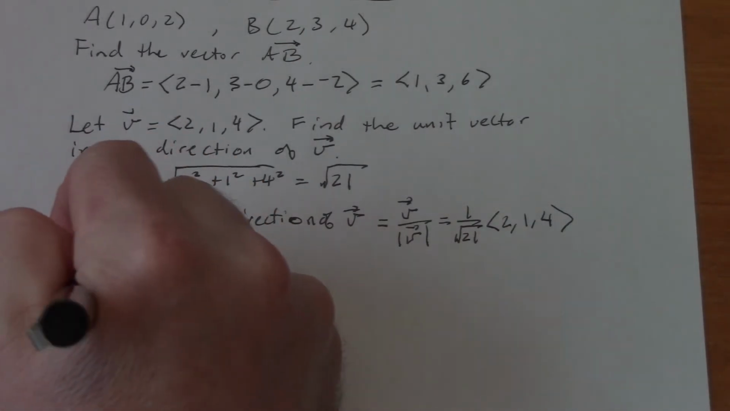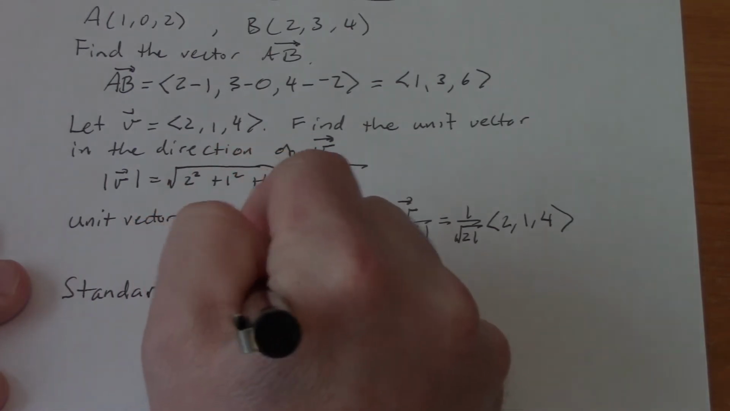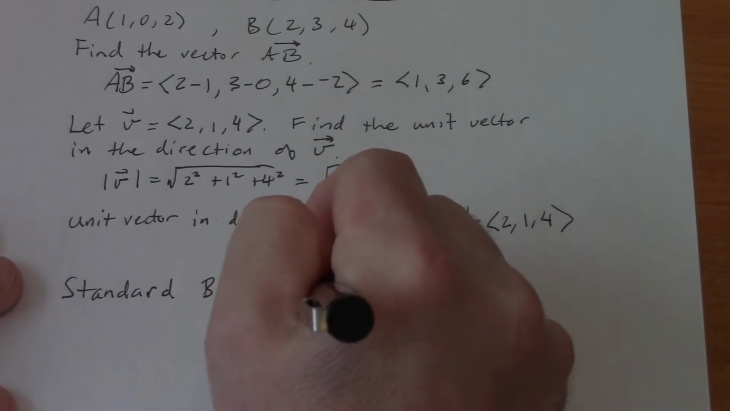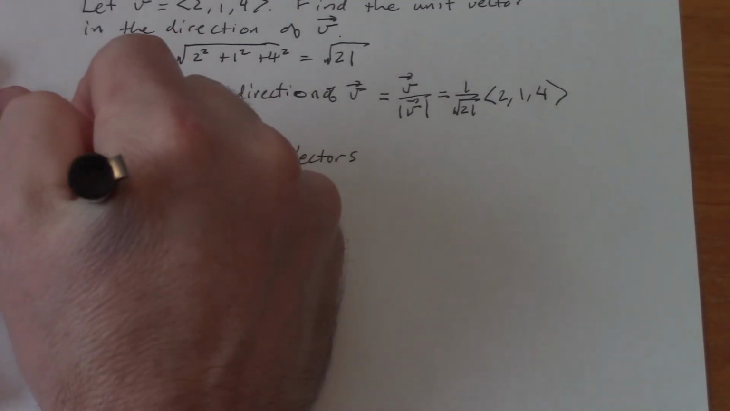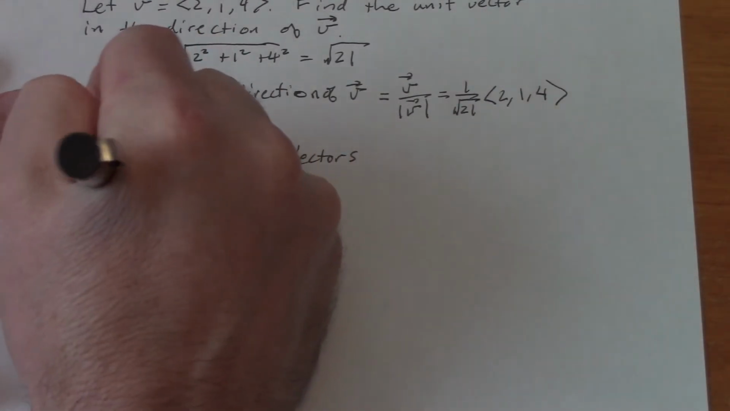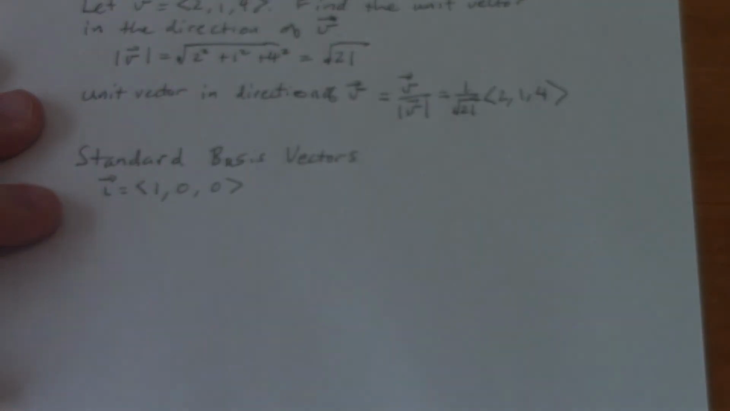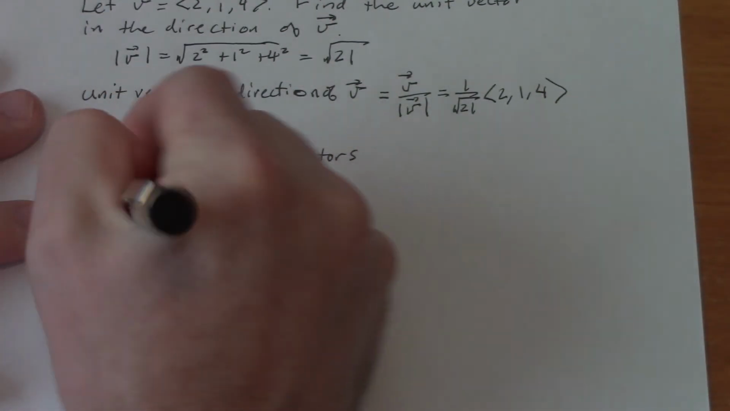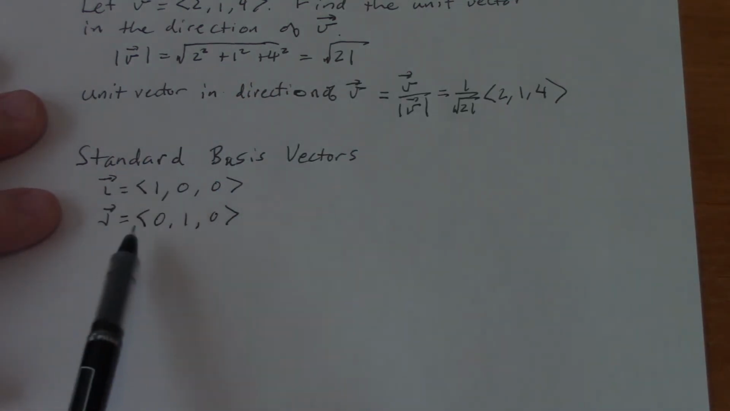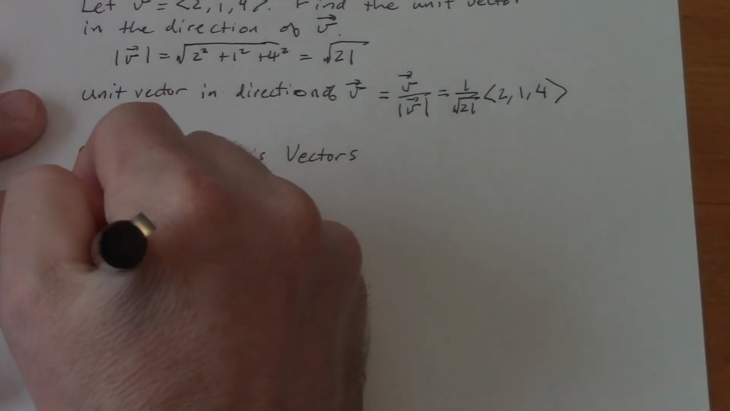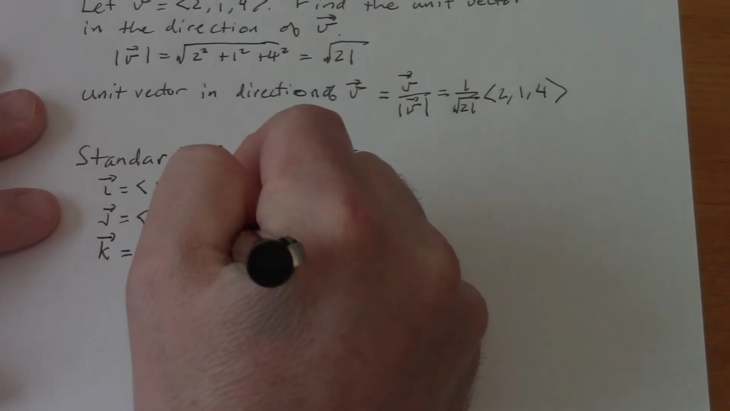The last thing I want to talk about is the standard basis vectors. I'll talk about 3D, but you can just take the first two and make it 2D. The standard basis vectors are the following. The vector i, and I typically don't put the arrows above these, is 1, 0, 0, and j is 0, 1, 0. Of course, in 2D it would be 1, 0 and 0, 1. But in 3D, we have another one, k, which is 0, 0, 1.